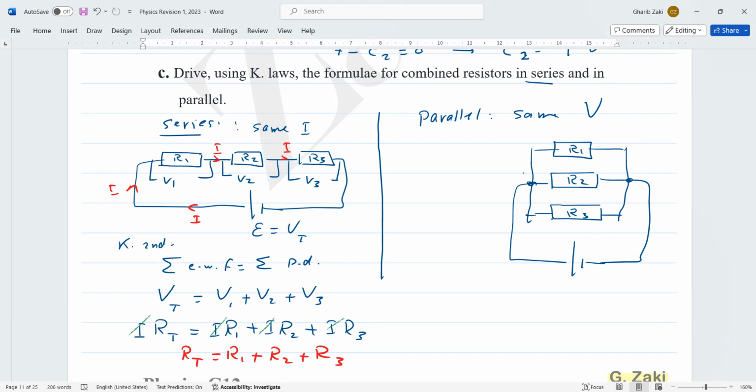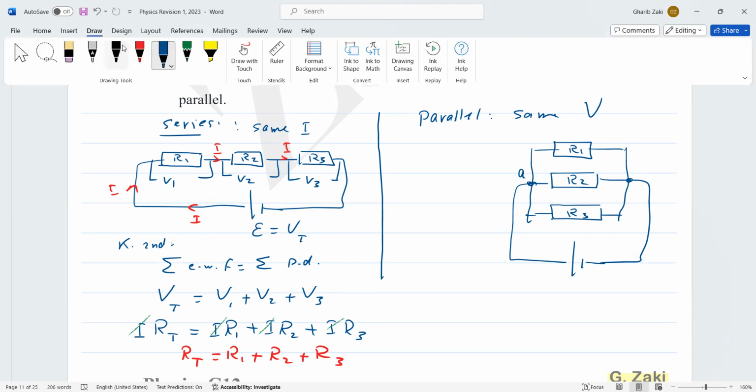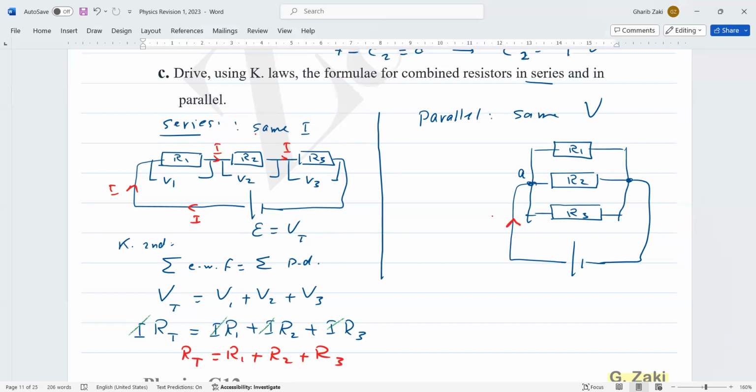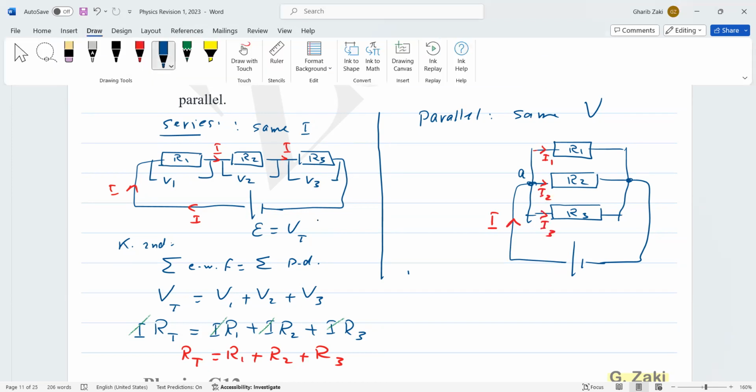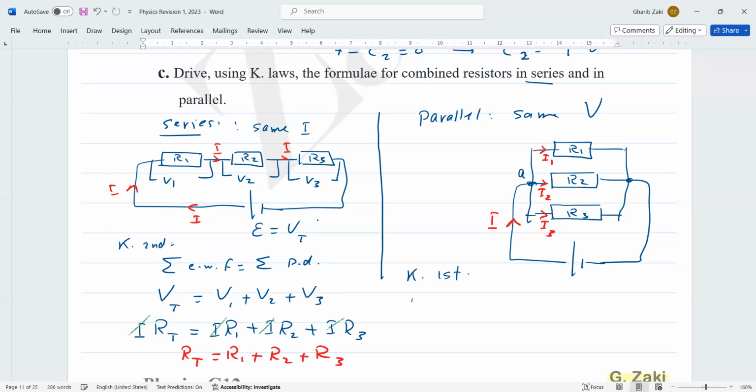Now at junction A, here we have the current. So the current from the battery is I. It is distributed into I1, I2, I3. Now we use what? We use Kirchhoff's first law. So by using Kirchhoff's first law, at junction A, the sum of current in equals the sum of current out. So I equals I1 plus I2 plus I3.